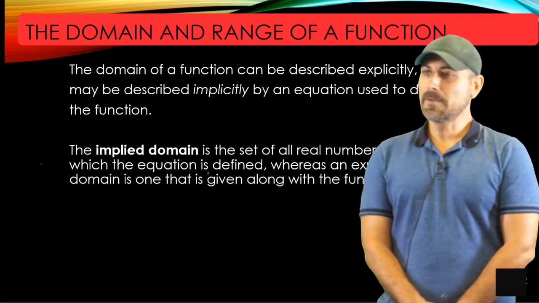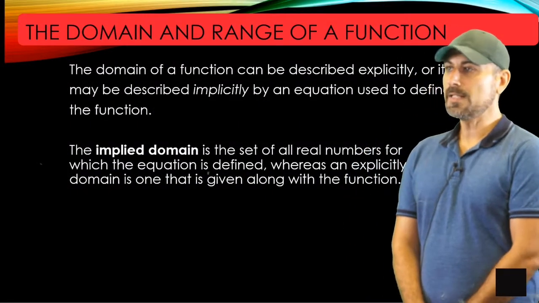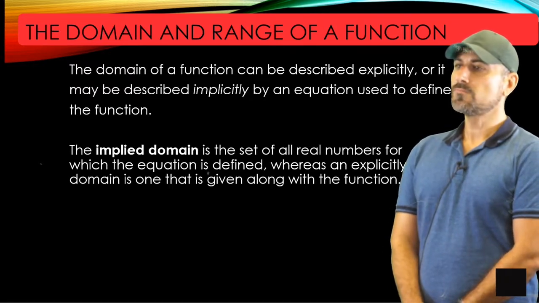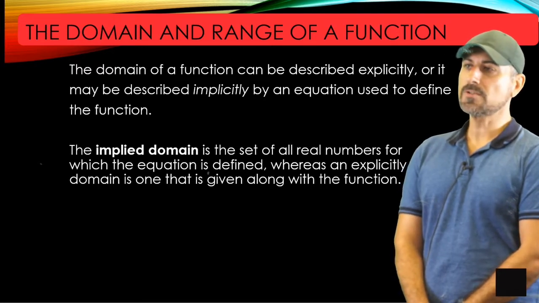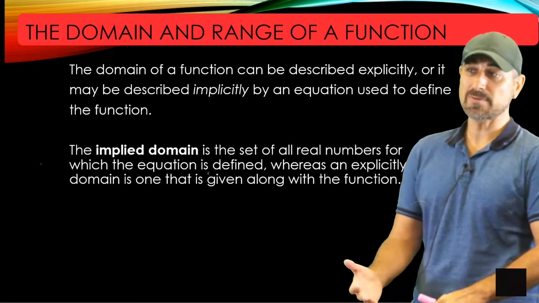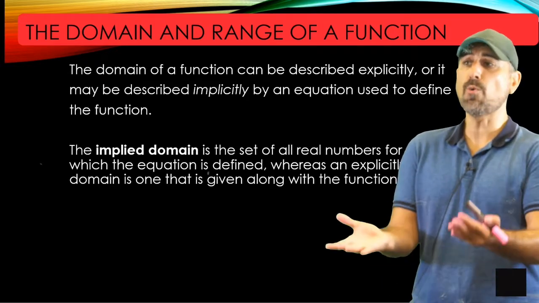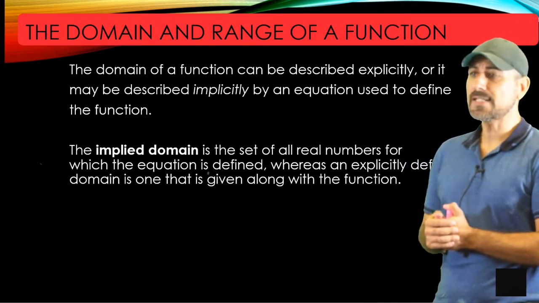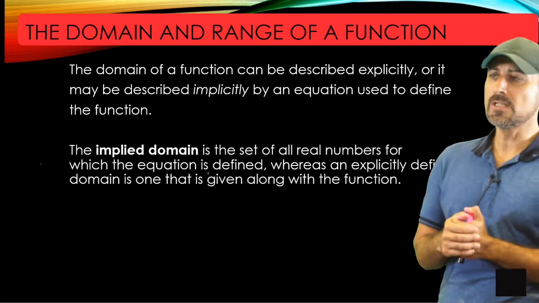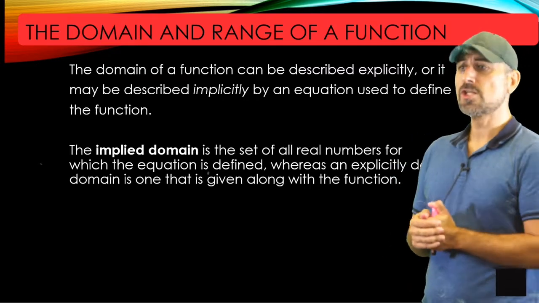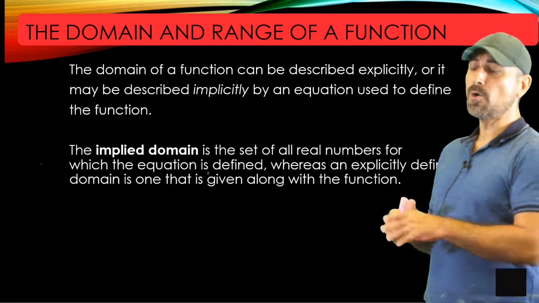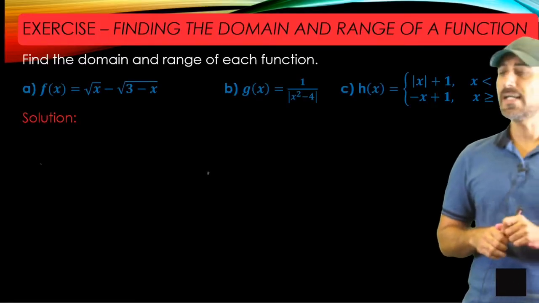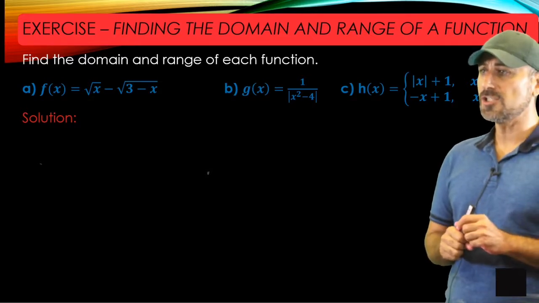Hello, welcome back. In this video, we're going to go through an example about finding the domain and range of a function. Just to remind you, the domain of a function can be described explicitly or implicitly, depending on the equation provided to us. The implied domain is the set of all real numbers for which the equation is defined, and the range is the set of all the images coming from the domain of the function. Let's try to find the domains and ranges in each case.